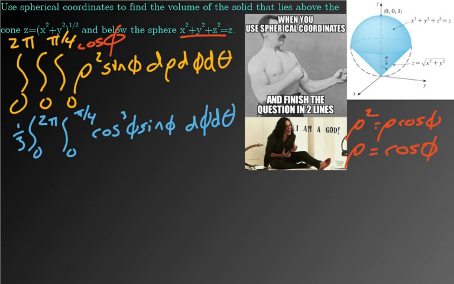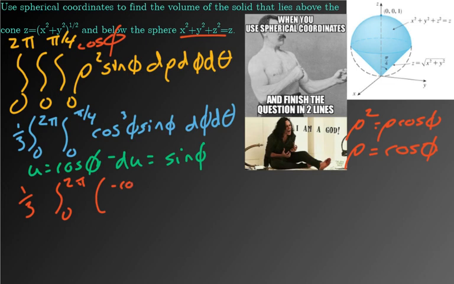This is a nice u sub. You can let u equal cos phi, right? Then minus du is sine phi, and I've got the derivative in here. So if I do that out with that u sub, and then resub, I'll get 1/3 from 0 to 2 pi, then I'll have a minus cosine to the fourth phi over 4, running from 0 to pi over 4, d theta, okay? So that's my phi integral.